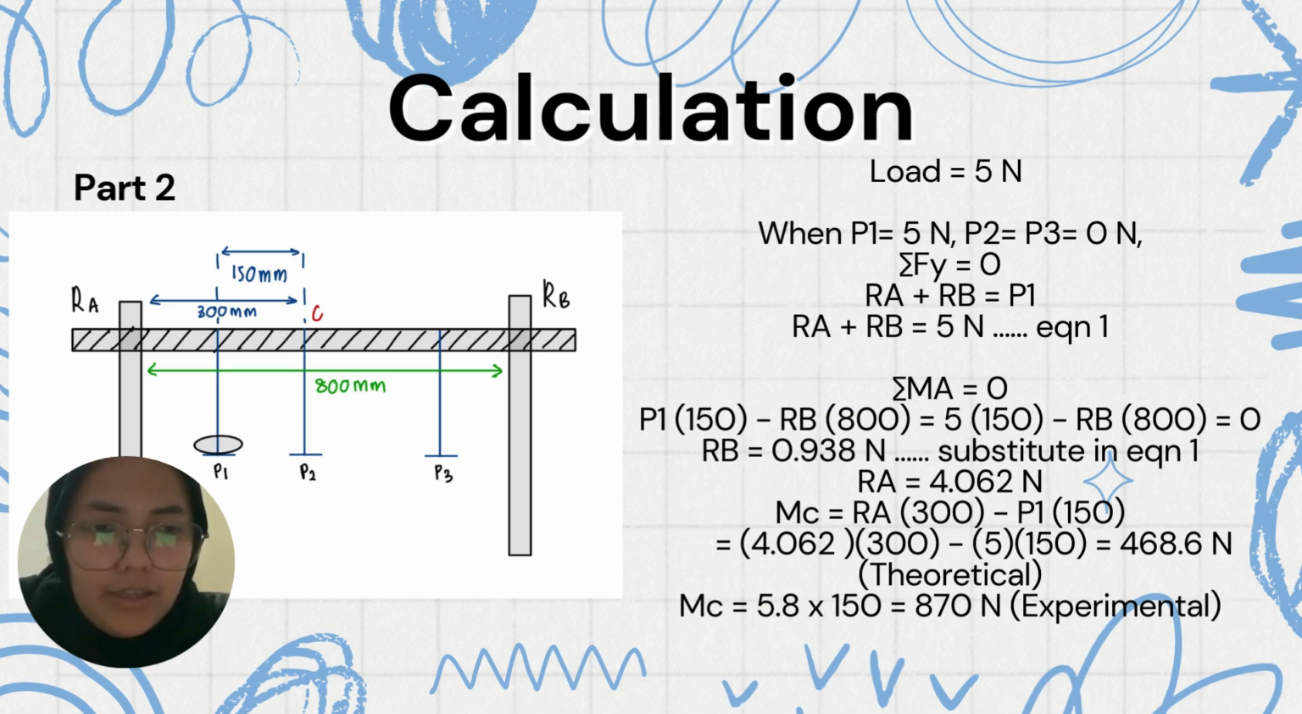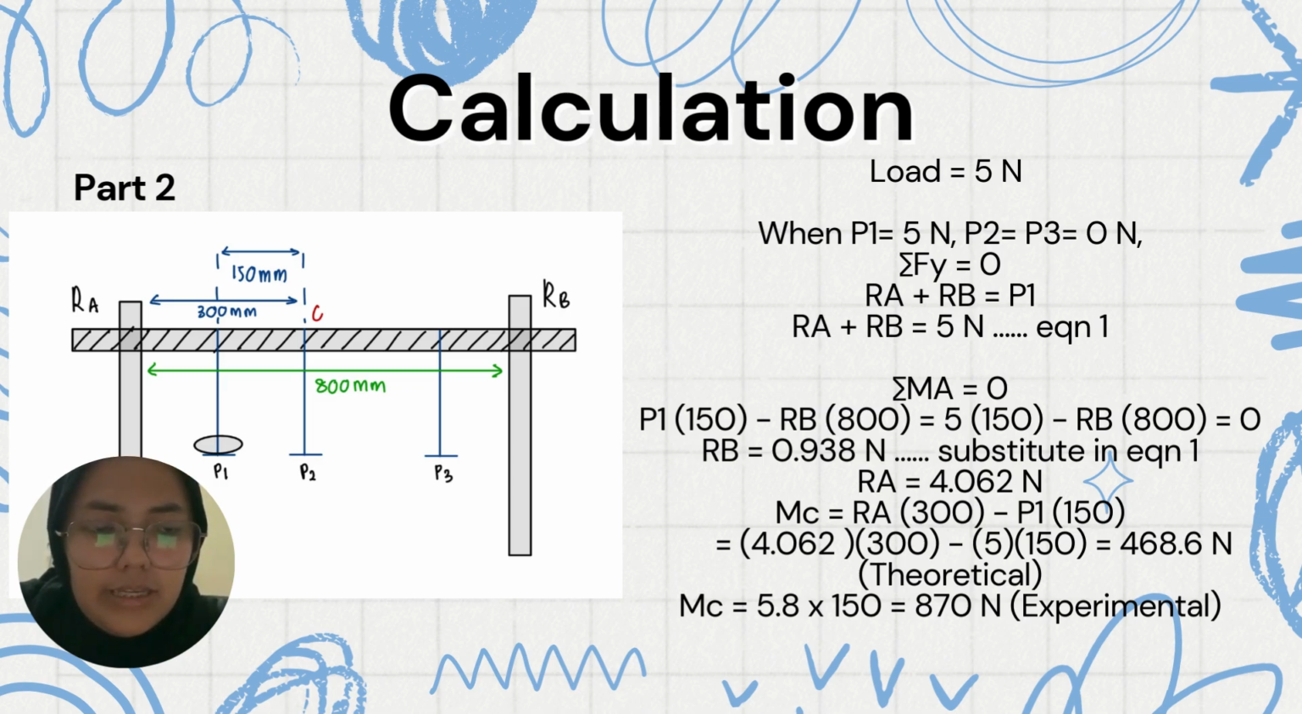And we can find the total of force in pin A and pin B, which is 5 Newton, and find the moment at A, which is 0, from P1 and pin B. So P1 is 150 millimeters from pin A and pin B is 800 millimeters from pin A. We can substitute the value and we get the force in pin B, which is 0.938 Newton, and then substitute it in equation 1 to get force in pin A, which is 4.062 Newton.